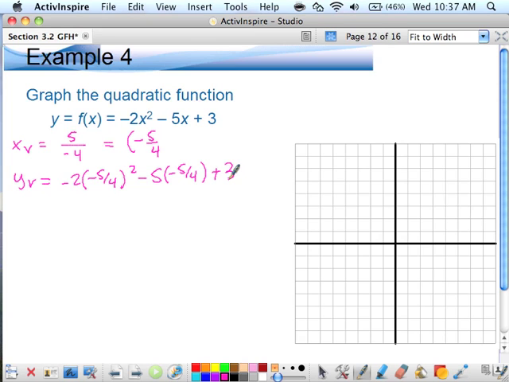49/8. 49/8. Did everyone get that? Yeah, it's awesome. A great number. It is, it's a lovely number. So we have 49/8, whatever that is.